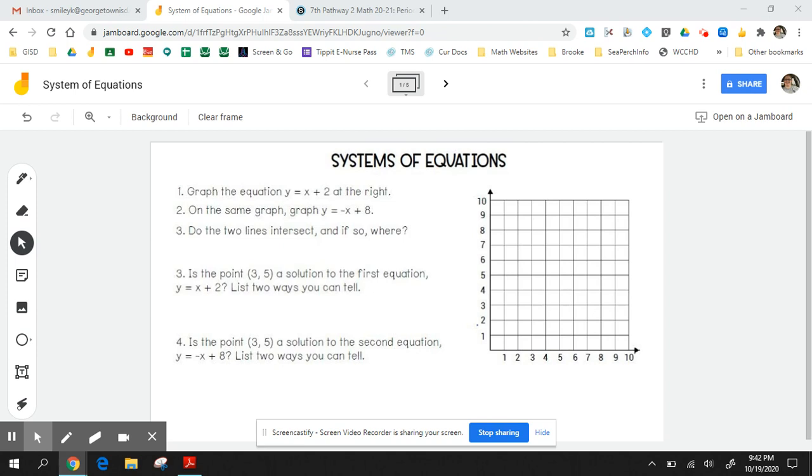So the first thing we're going to do is graph this first equation. It says y equals x plus 2 onto this graph. So when you go to graph, remember we can start with our y-intercept, which is our 2, and we're going to put it right here on our y-axis. And then that x, remember it has a 1 in front of it, and that is actually our slope. So we're going to go up 1 and over 1 to the right every time for our slope.